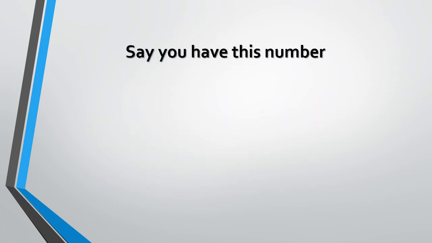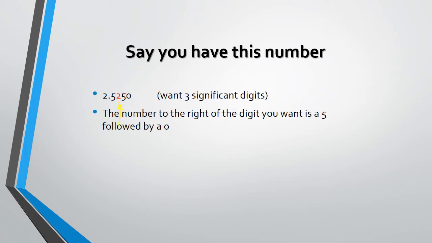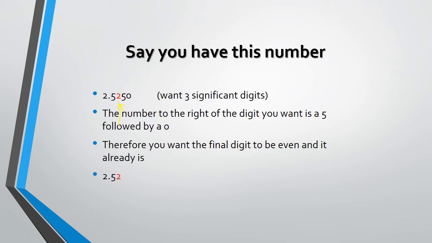So let's have another example. We have 2.5250. We need 3 significant figures. Obviously this 5 is followed by a 0, so we look at the last significant digit before 5, which is already an even number, 2. We leave it as it is. If it were 3, we would have rounded to 4. So in this case, the value would be 2.52.